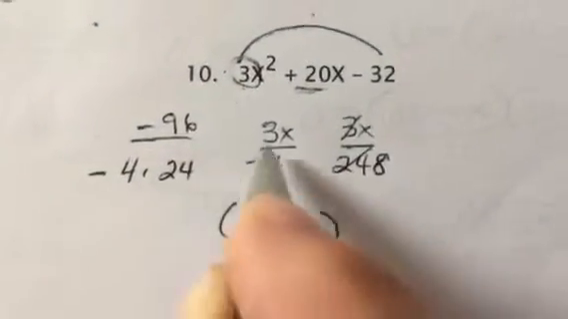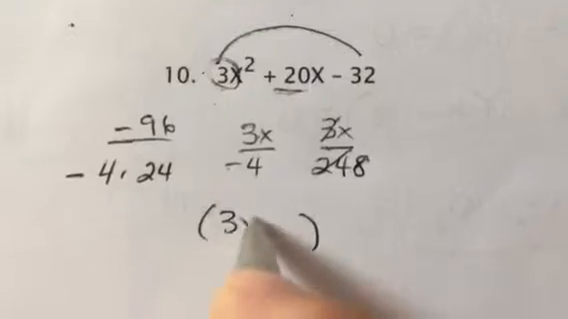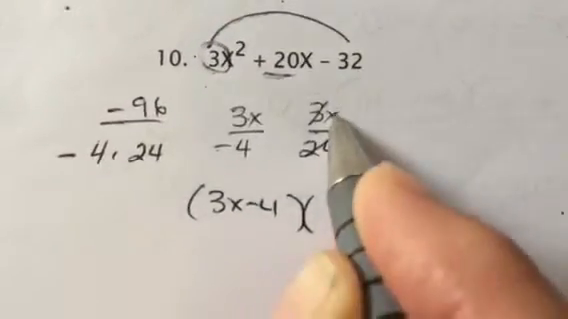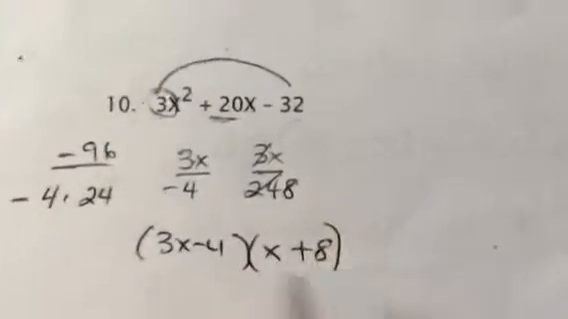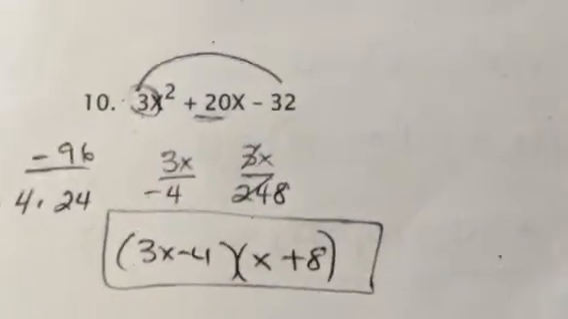So in one parenthesis, I will have 3x minus 4. And in the other parenthesis, I'll have an x plus 8. Isn't that cool? Fancy.